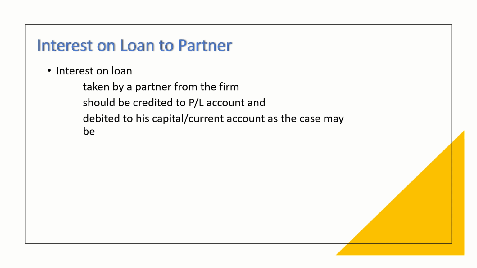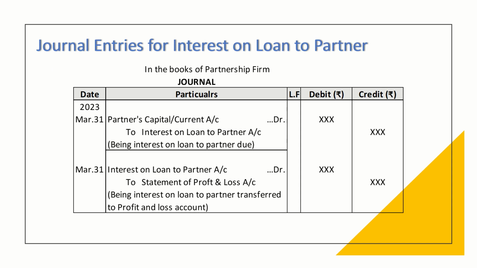In this case, this is an income to the partnership firm, so this should be credited to the PL account and debited to the partner's capital or current account as the case may be. In case of fixed capital, it is debited to partner's current account. In case of fluctuating capital, it is debited to partner's capital account. Let's have a look at the journals. The first entry, partner's capital or current account debit to interest on loan to partner account. And the closing entry is interest on loan to partner account debit to statement of profit and loss account.